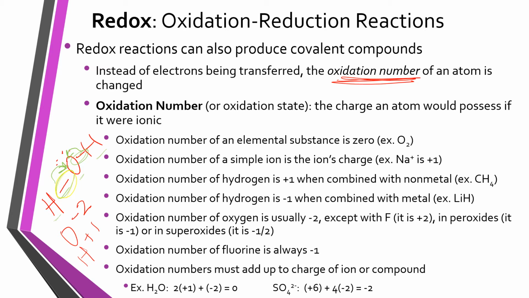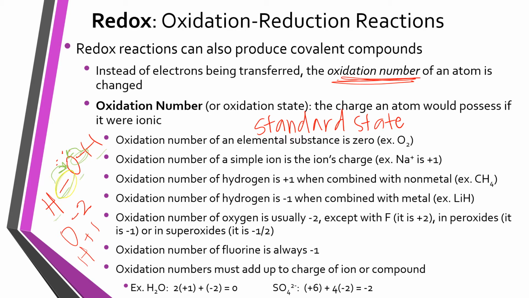So here are some simple rules that go along with this. An elemental substance is always going to have an oxidation number of 0. So anything in its standard state, like O2, which is diatomic, so O2 is the standard state, that's going to have an oxidation number of 0. It's not gaining or losing electrons. It just has an oxidation state of 0. Like in the previous slide, if it's an ion, the oxidation number is just its charge.